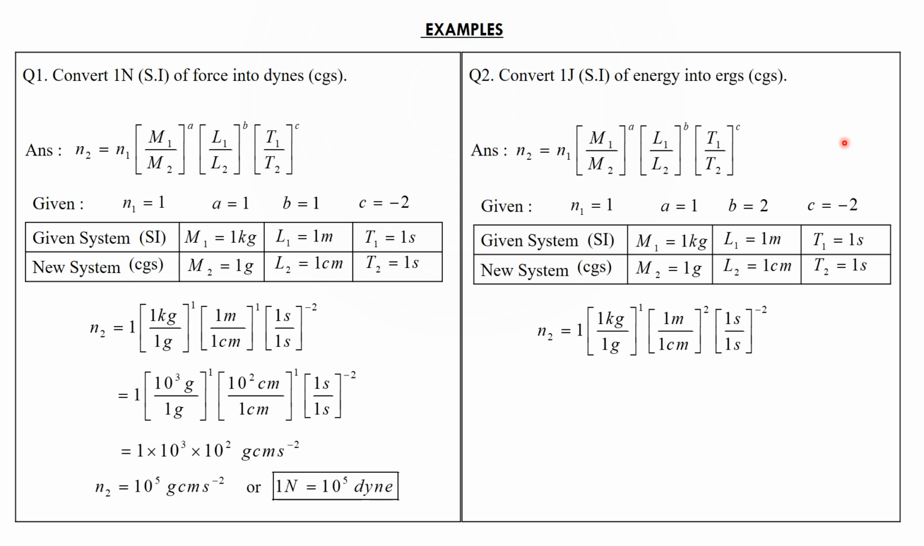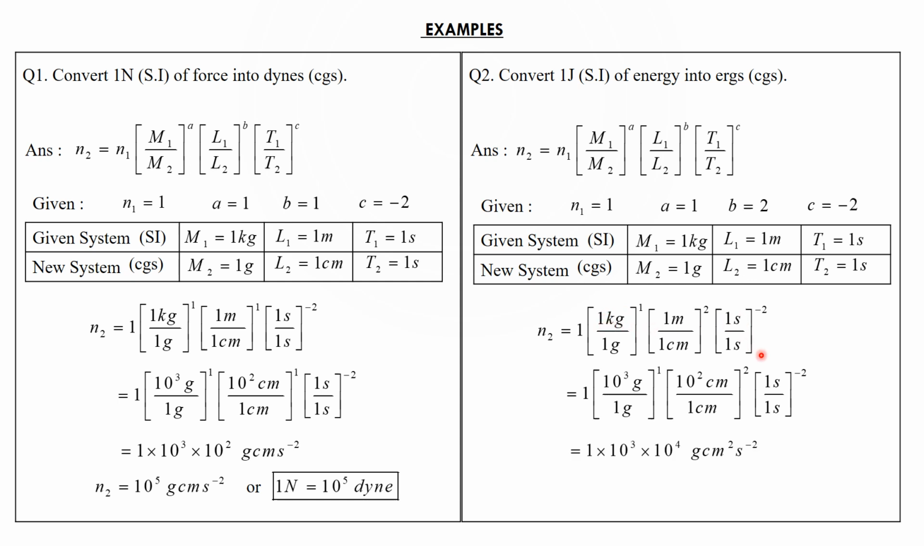Put all the values in this formula we have put, and then converting the numerator terms in terms of denominator. We have done that. Okay, in next step this remains 10 to the power of 3 because power is 1, and this goes to 10 to the power of 4 because it's the square of this term, and then we put the units. That means N2 is 10 to the power of 7 gram centimeter square per second square, or 1 joule is equal to 10 to the power of 7 ergs.